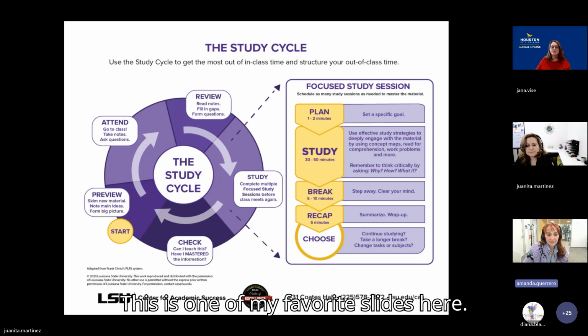This is one of my favorite slides here. We're going to give credit to Louisiana State University's Academic Success Center for this one. This is a traditional study cycle, and we want to talk about that for a couple of minutes here. So you see in the bottom left-hand corner where it says start.